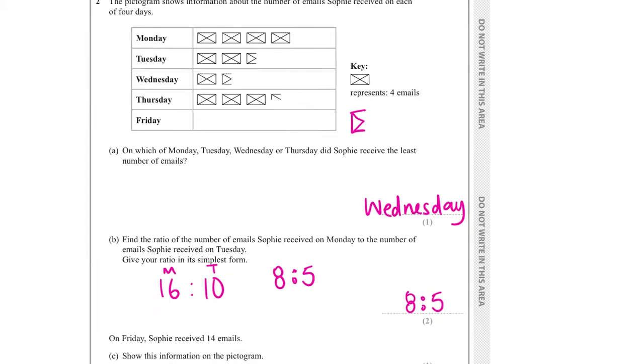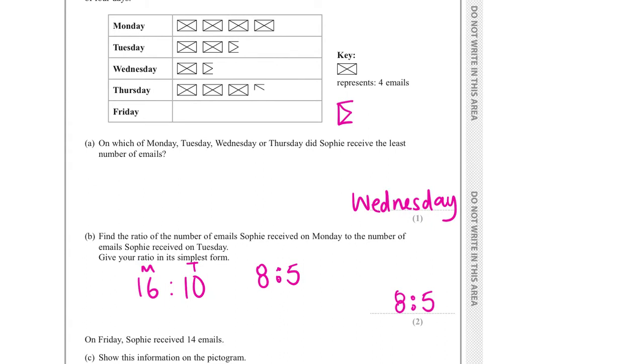Brilliant. It says on Friday, Sophie received 14 emails. Show this information on the pictogram. Okay, 14. How can I make 14 with 4s? What am I going to do? 14. So what's this? 4, 8, 12. If I draw another one, that's going to get me 16. So I'm going to have to draw half of one of these, aren't I? There we go. 12.